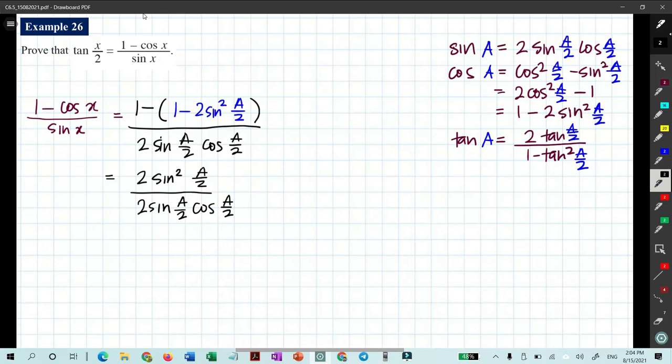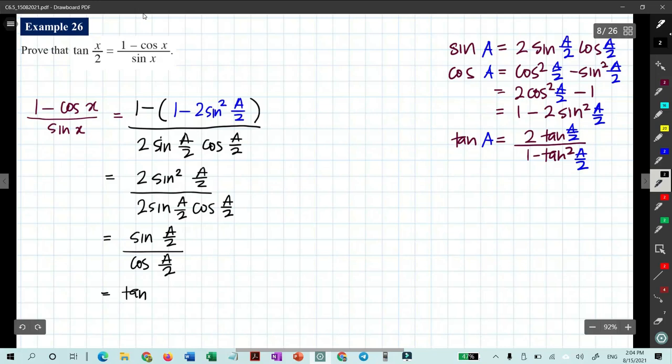Okay, and we can simplify this further, and what we will get here is sine a over 2 divided by cos a over 2, and sine over cos is actually equivalent to tangent, so we get tangent a over 2. Okay, so in this case the right hand side is equal to the left hand side. Okay, so it's proven.